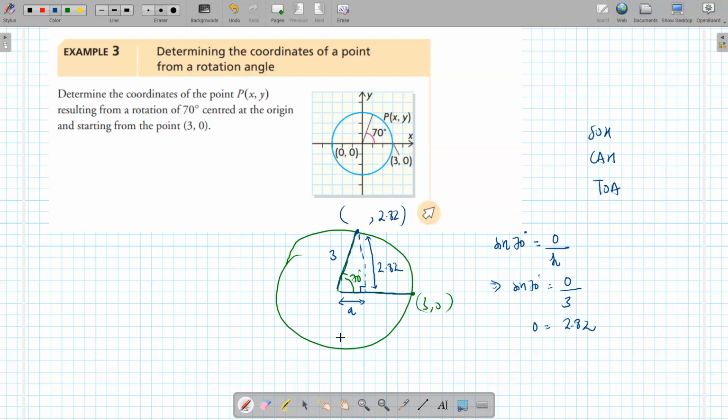Which one uses A and H, basically? Out of these, which one? Cosine, right? So let's just do the same thing with cosine. Cosine 70 is going to be the a value divided by the hypotenuse of 3. So that means the a value will simply be cosine 70 times 3, and you're done. And these are not going to be exact values. So the x value there is 1.03, and you're done.